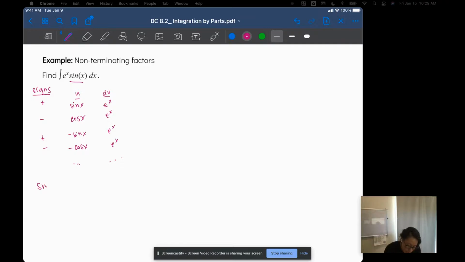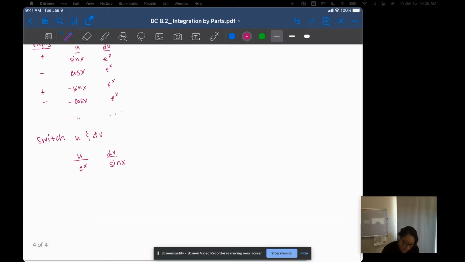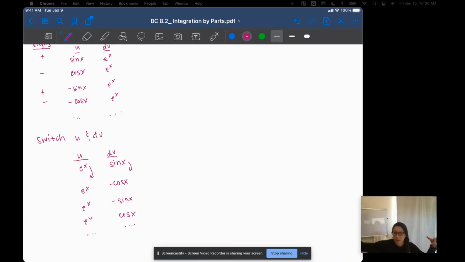So what if I switch my u and my dv? If I switch these and make u e to the x and dv sine x, I'm going to end up with the same problem. I get e to the x, e to the x, e to the x. The antiderivative of sine is negative cosine x, then negative sine x, then cosine x, and so on. It keeps going on and on forever. So the tabular method's not going to work because we're just going to have to keep expanding out our expression by adding more and more terms.